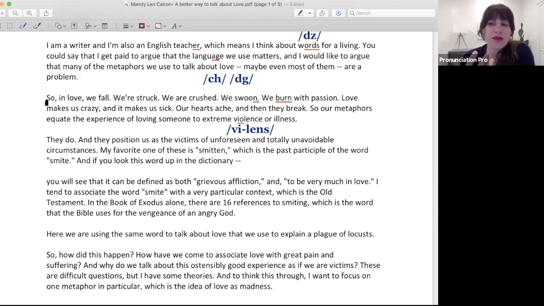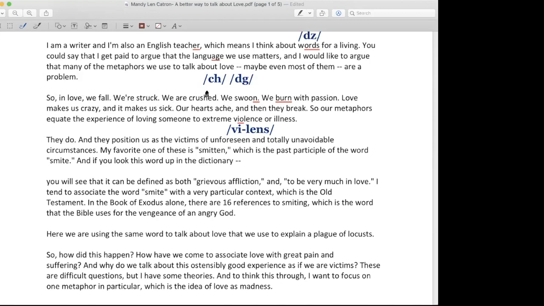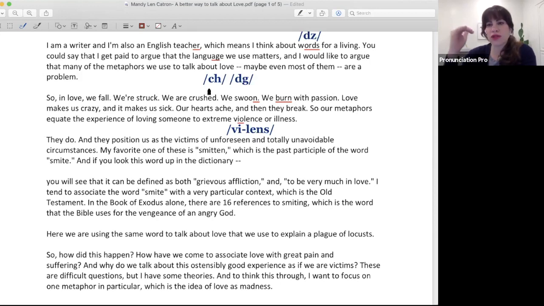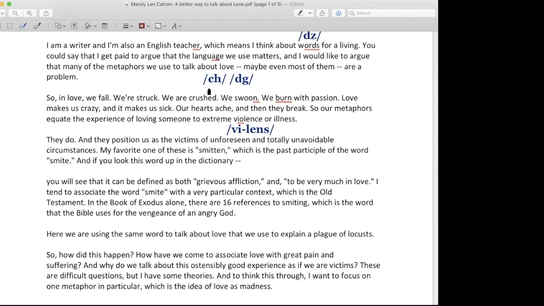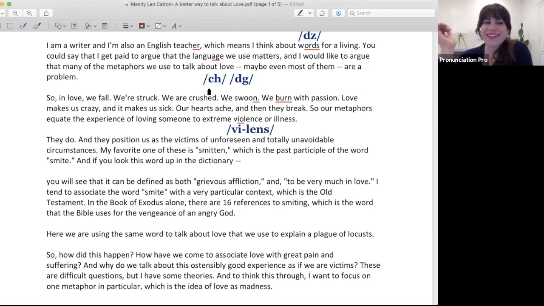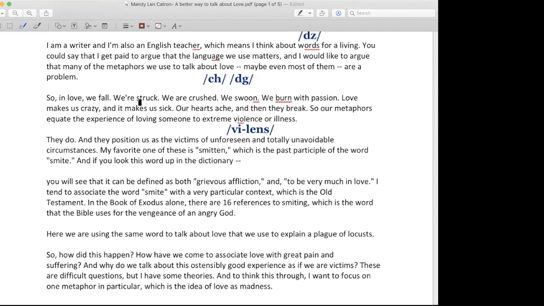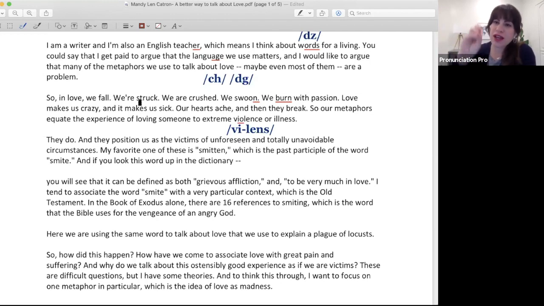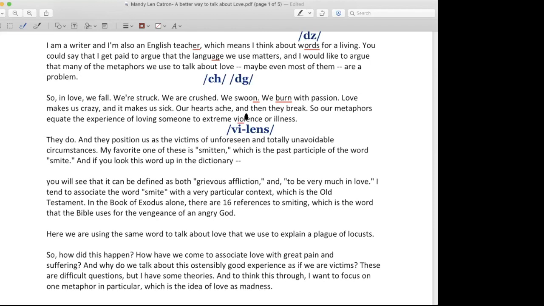Okay, so in that scenario, I went down on each ending. When you were doing it, you were going up with each ending, which actually could be fine because it is almost like we're doing a list intonation. So in love we fall, we're struck, we are crushed, we swoon, we burn with passion. So like this whole phrase could be taken as more of a list of things. I'm not saying it was wrong or anything. I'm just pointing out the difference in how you did it as more like we're listing off things versus it could also be done: so in love, we fall, we're struck, we're crushed, we swoon, we burn with passion. So there's different ways to do it.